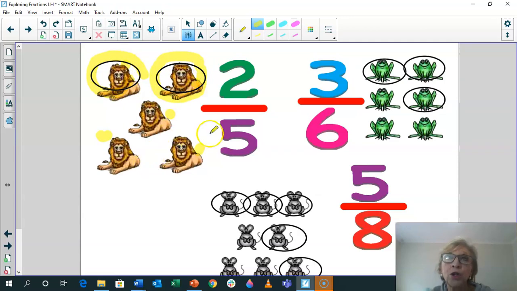So they took 2, numerator, out of the 5. Out of is your line there telling you that it's out of. So they took 2/5 of the lions from one safari park or lion park to another lion park.